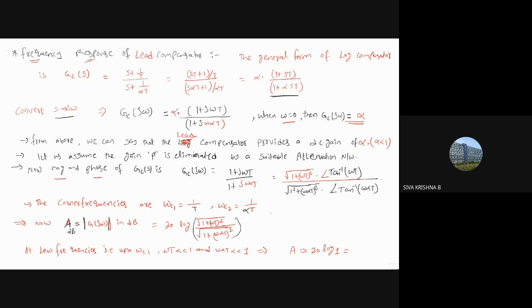Again here you have three conditions. First, lower frequencies. Here omega T is far less than 1, so in this case you can neglect this omega T. Here also omega alpha T is far less than 1, so you can neglect this omega alpha T. So this is neglected and this is neglected. Remaining is 20 log root 1. So what is 20 log 1? 0, sir. Okay, 20 log 1 is 0. Completed up to here.